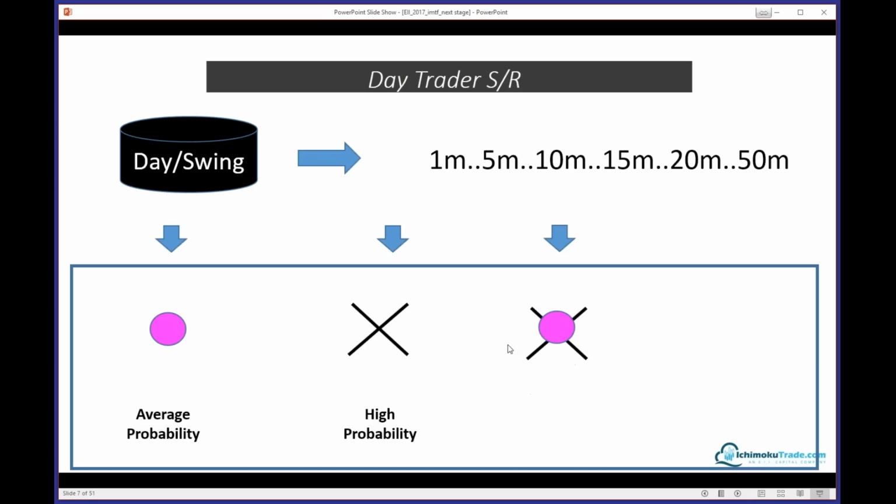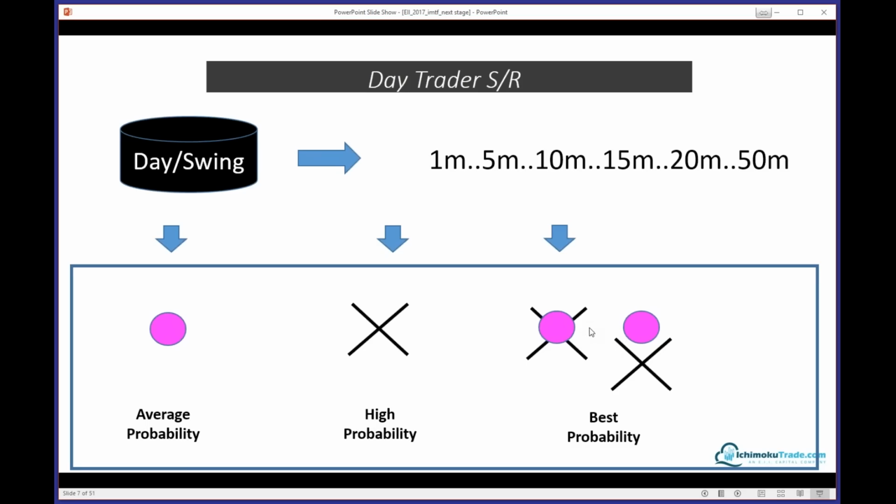There is one scenario that's even higher probability than the cross. That's if you have a dot and a cross. And there are two variations of that. One is where they're sitting on top of each other. The other, they could be a little off from each other. When you have this type of scenario, that means all the day traders, all the swing traders, and all the long-term traders agree on the same support resistance level, and this is the highest probability scenario ever.